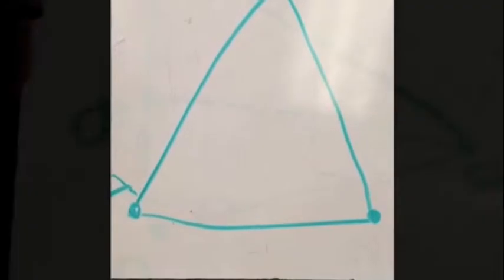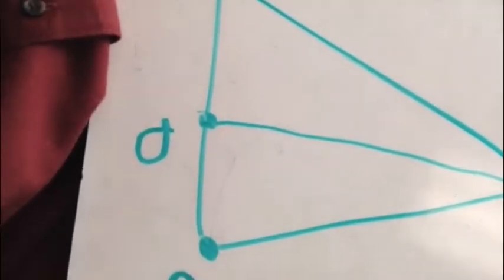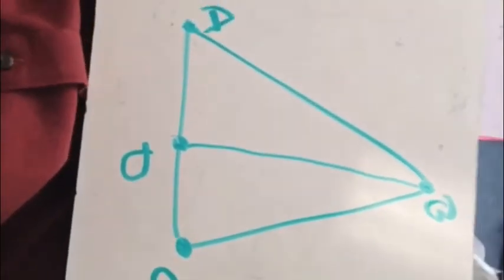Problem, the given is BD bisects AC. And a conclusion we can make for this is that AD is equal to DC.